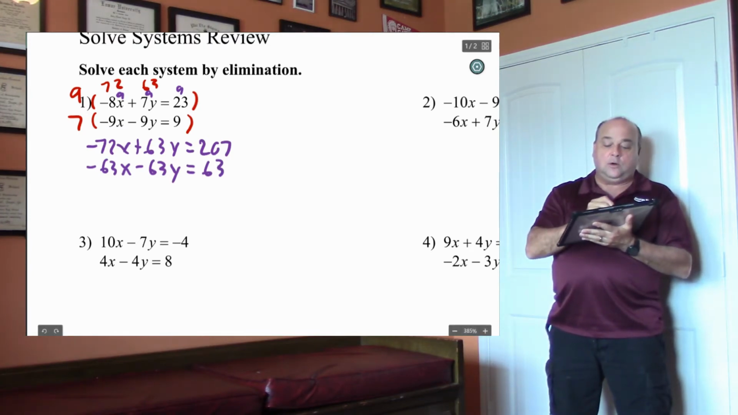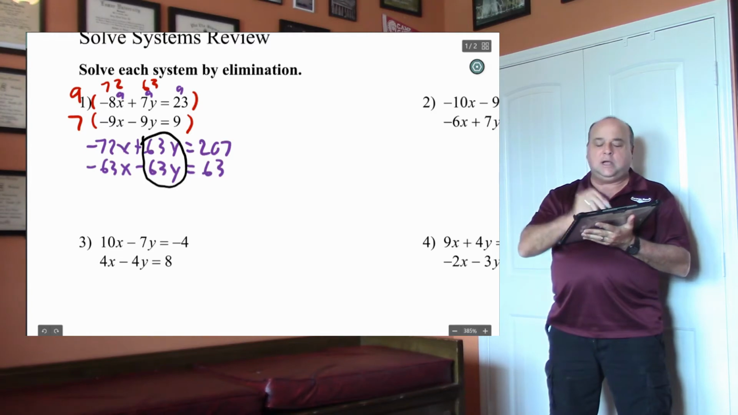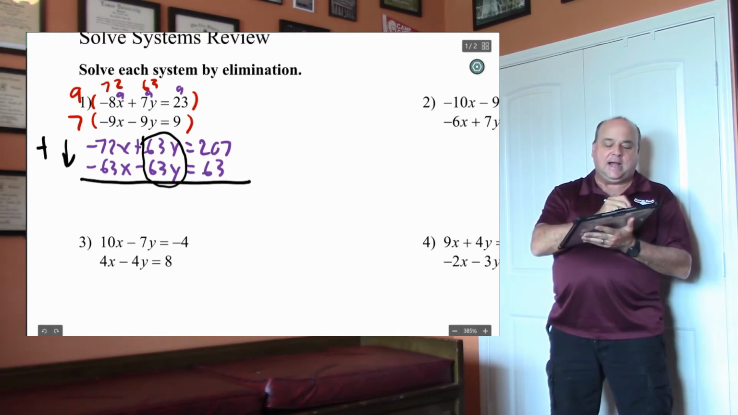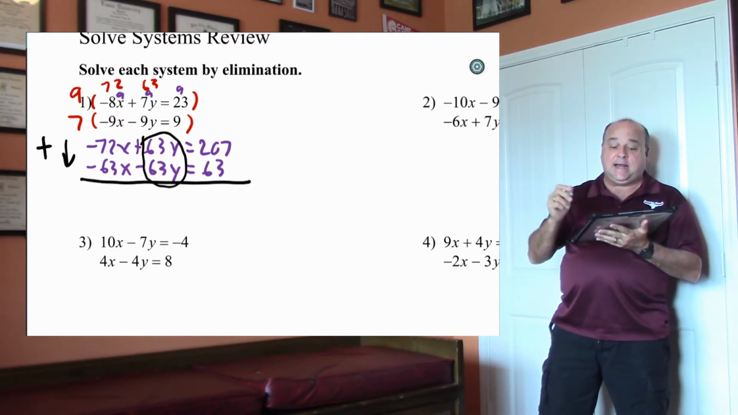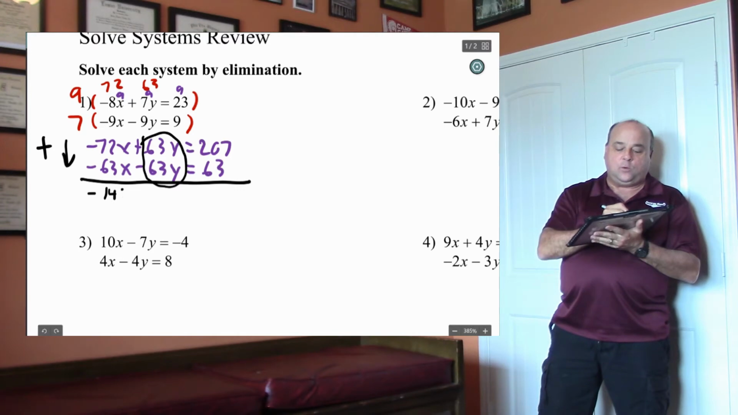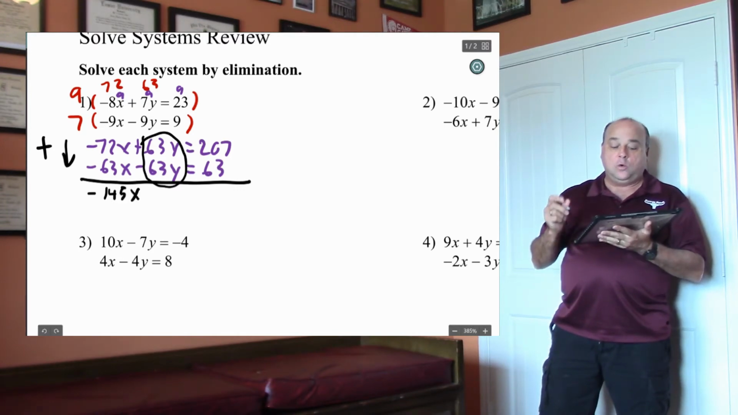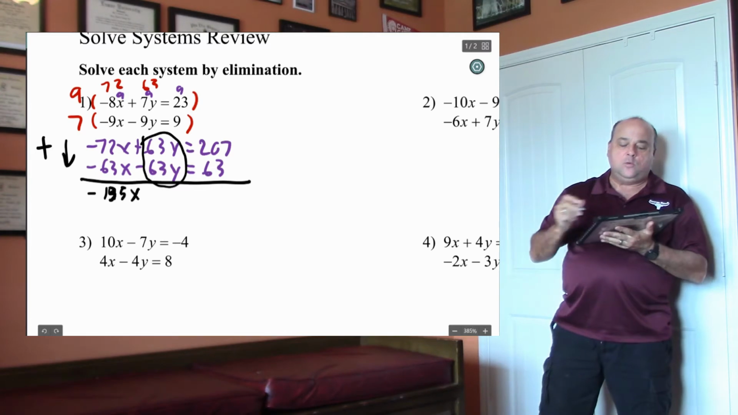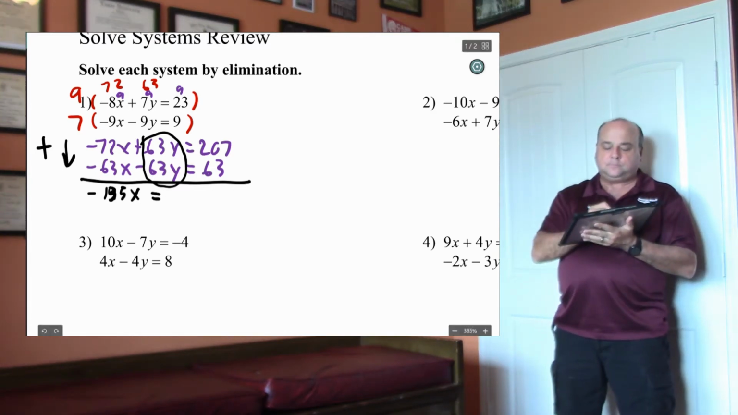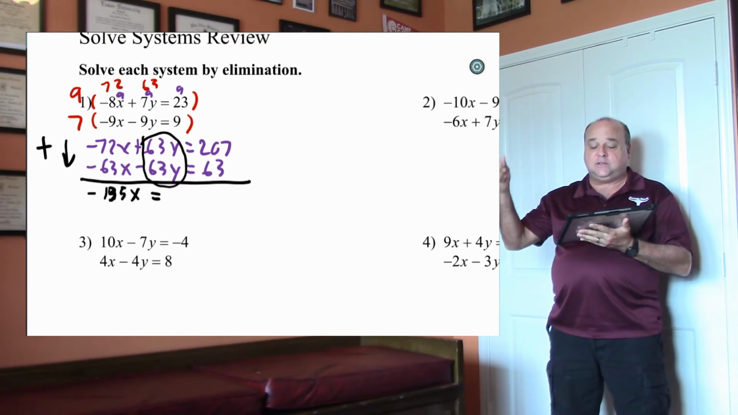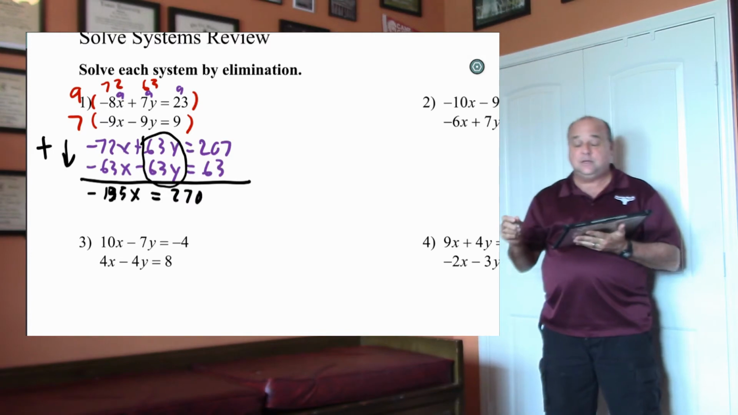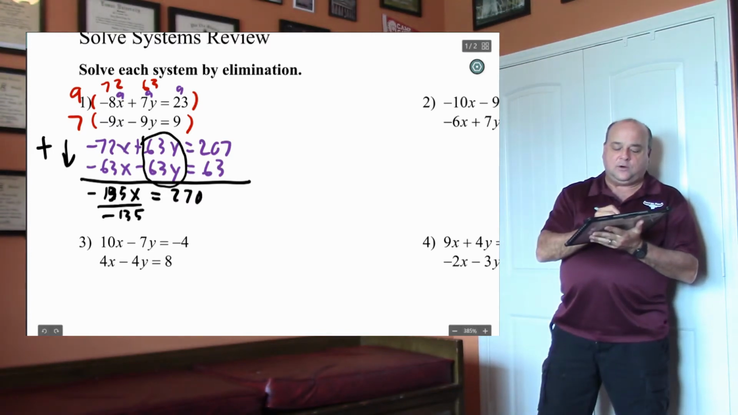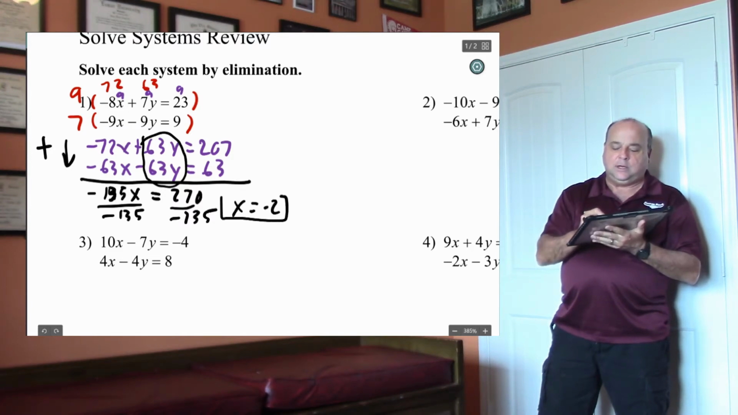Now the y's are opposites. Once you get opposites, draw a bar and you're going to add and go straight down. So negative 72 minus 63, I'm going to add and keep the sign. That's going to be negative 135x, thank you, 135x. I'm going to go to the right. If I add up the right, they're both positive, so I'm going to get 270. And thankfully, 135 goes into 270. I'm going to divide by negative 135, and I didn't leave you a lot of room on these, so x is going to be negative 2.